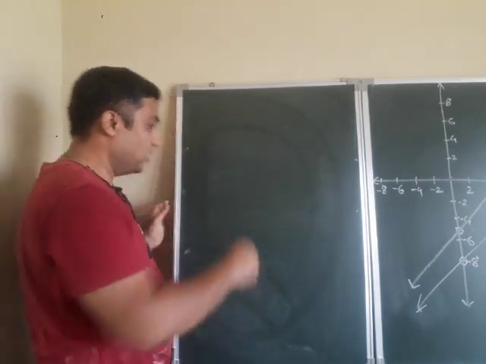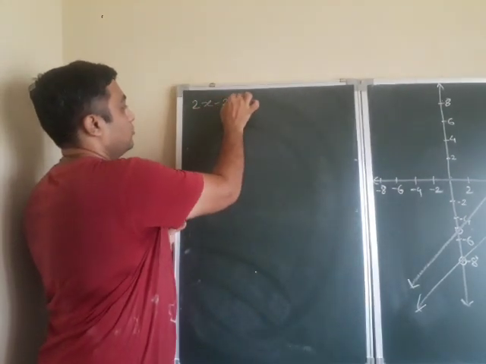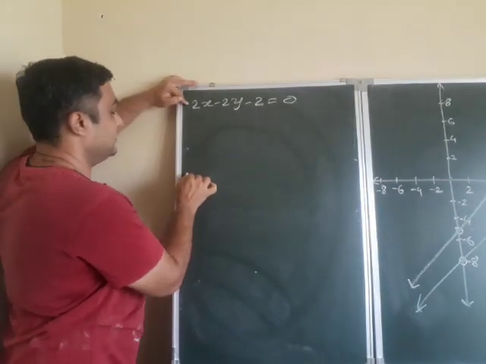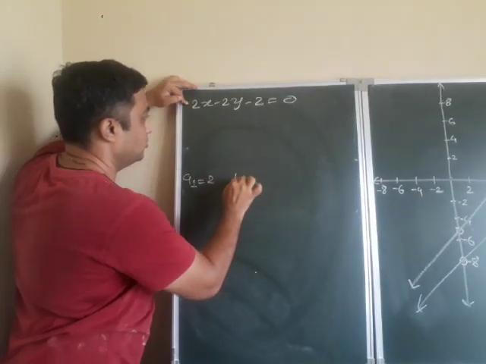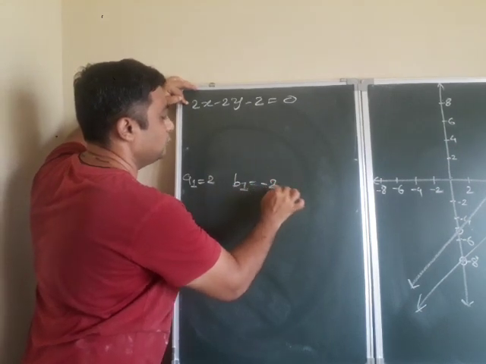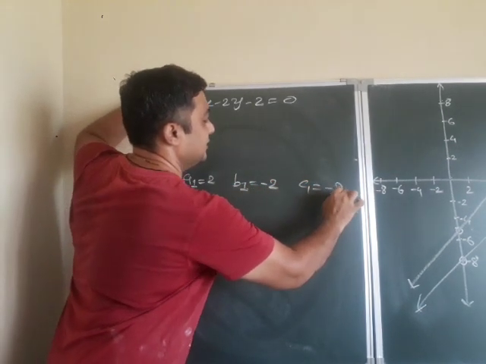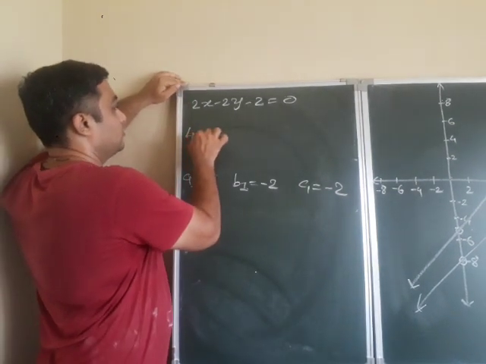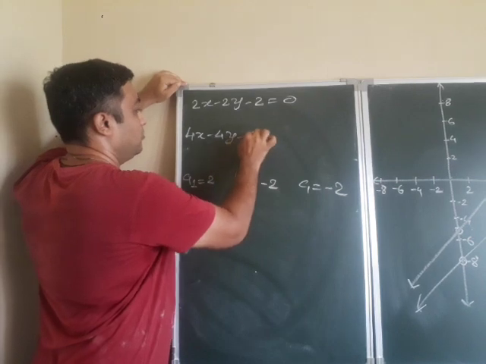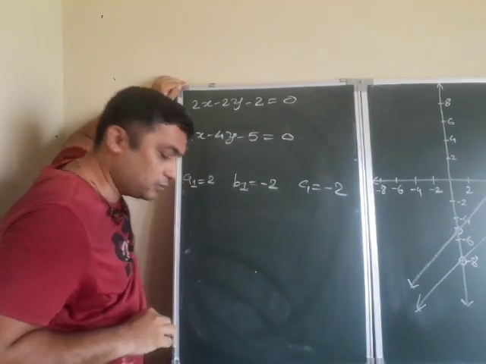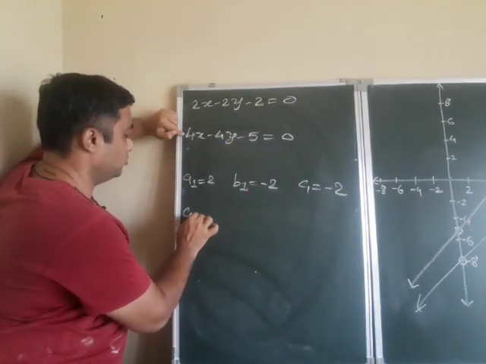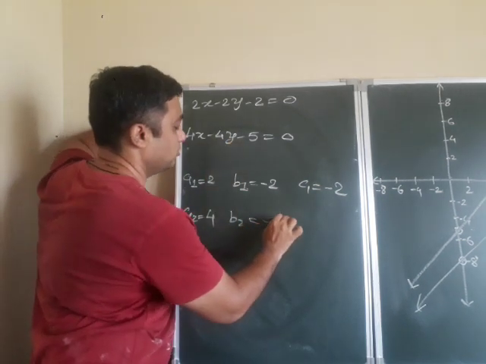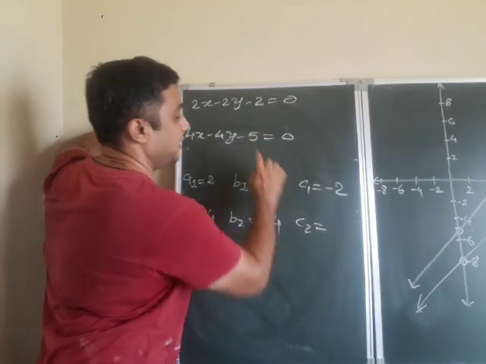2x minus 2y minus 2 is equal to 0. Okay. So see A1 is equal to 2, B1 is equal to minus 2, and C1 is equal to minus 2. Second, 4x minus 4y minus 5 is equal to 0. Right? So A2 is equal to 4, B2 is equal to minus 4, and C2 is equal to minus 5.